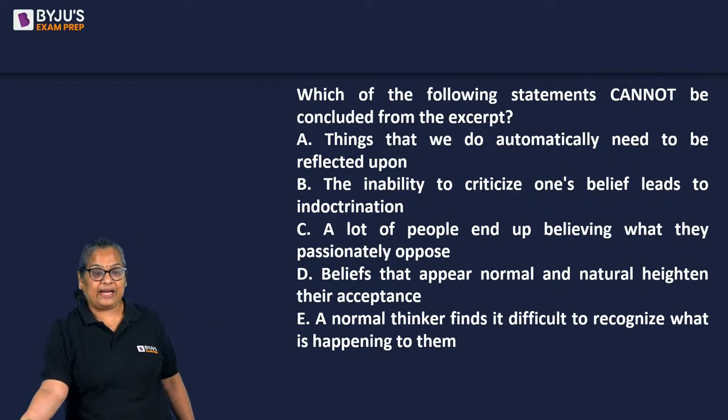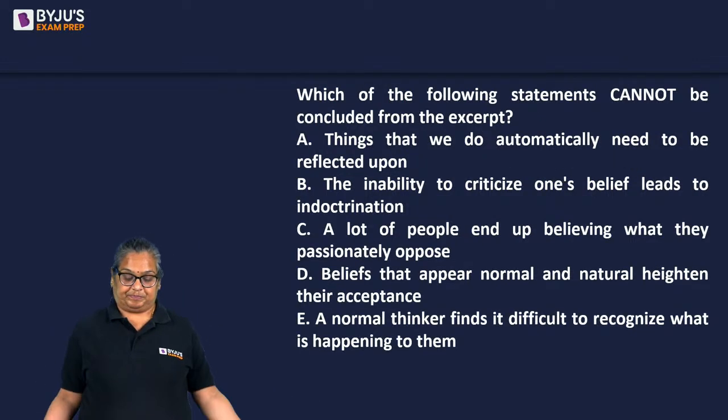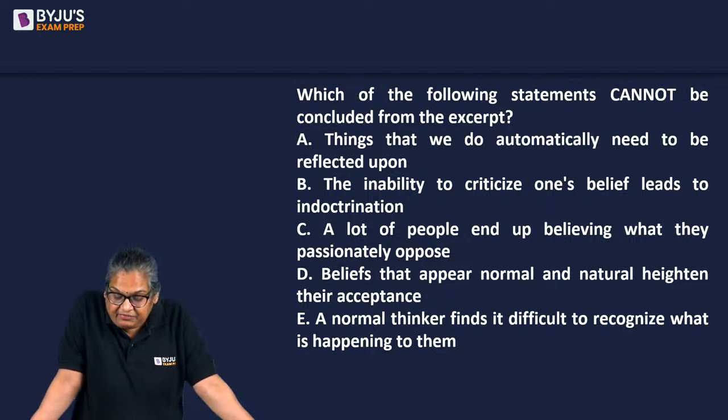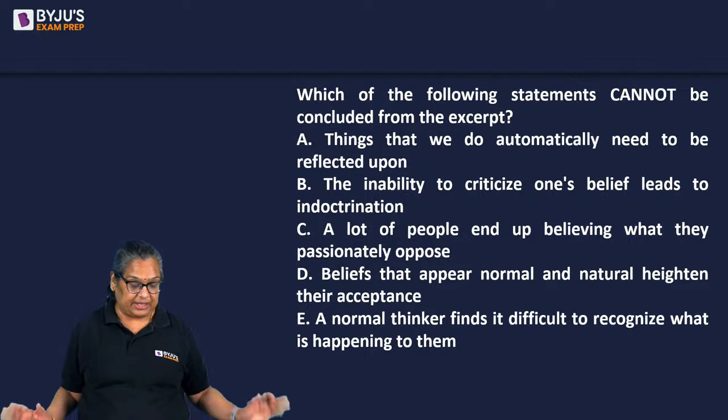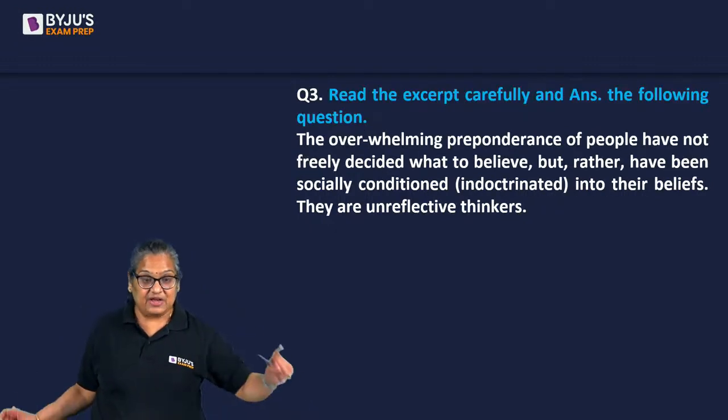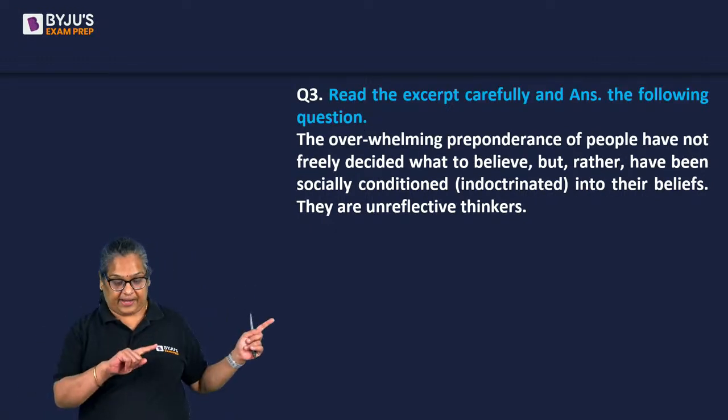So, which one cannot be concluded? Things that we do automatically need to be reflected upon. The inability to criticize one's belief leads to indoctrination. A lot of people end up believing what they passionately oppose. Beliefs that appear normal and natural heighten their acceptance. A normal thinker finds it difficult to recognize what is happening to them. Now let's go back to the passage. Which one do we think is out of line?